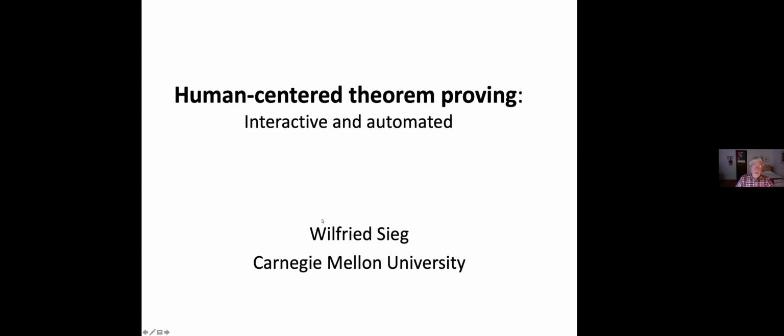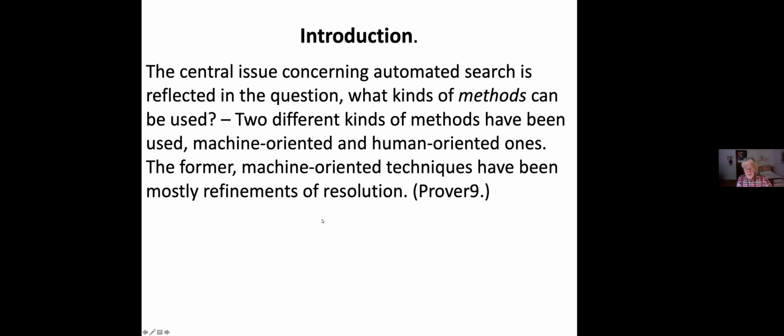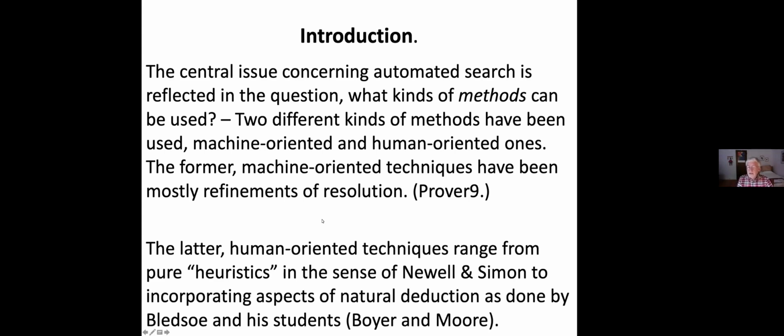The central issue concerning automated search is reflected in one direct question. What kinds of methods can be used? Two different kinds of methods have been used, machine-oriented and human-oriented ones. The former, machine-oriented techniques, have been mostly refinements of resolution, and the work reported with Proof-9 supports exactly that point. The latter, human-oriented techniques, range from pure heuristics in the sense of Newell and Simon to incorporating aspects of natural deduction, as was done by Bledsoe and his students, Boyer and Moore. I have been pursuing the human-oriented direction with a sharp focus on natural deduction techniques. That finally explains the human-centered part of the title.